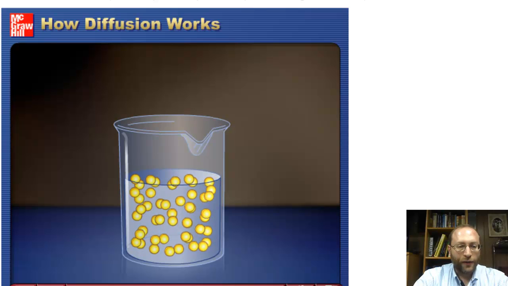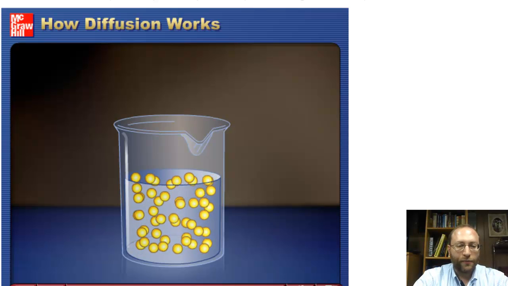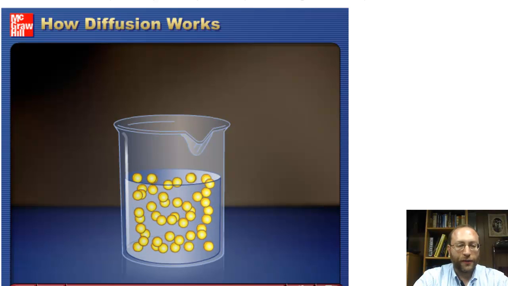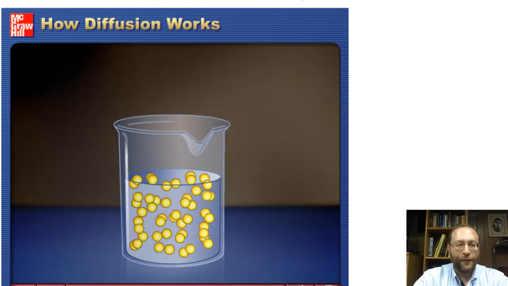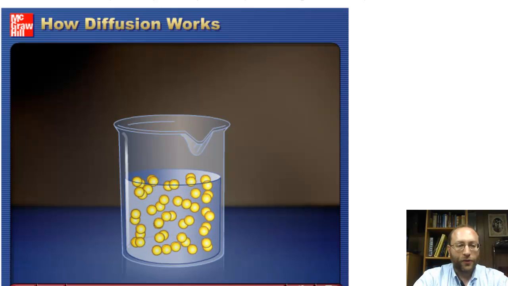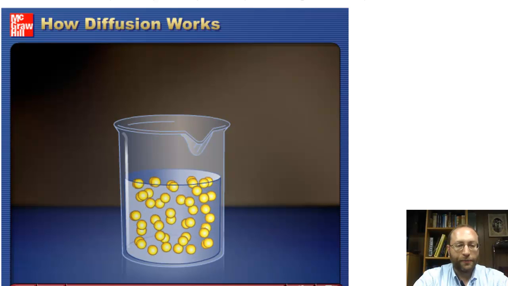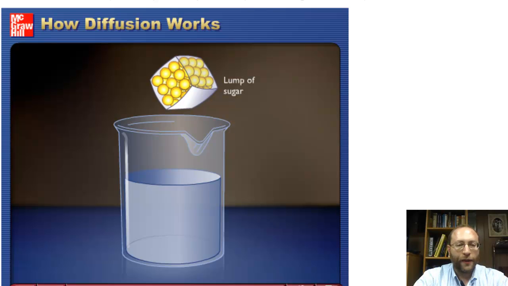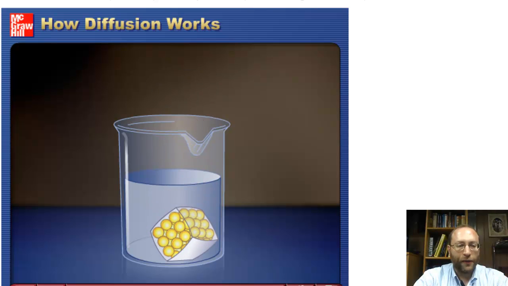So first thing is that molecules are in constant random motion, and one result of this motion is that dissolved molecules become evenly distributed throughout the solution. The tendency of molecules to spread out is an example of diffusion. Let's say that here we have a lump of sugar, and here, because they're all very close together, that means that they're very, very concentrated. And we're going to see how this lump of sugar can, through diffusion, become evenly distributed.